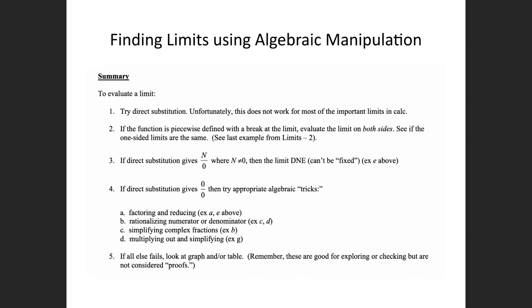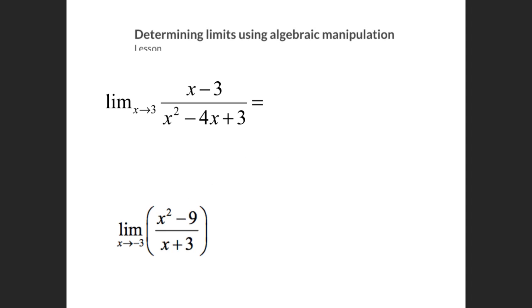All right, so if you ever divide by 0, you're going to have to try something else. For example, this problem here. If you put 3 in here, you get 9 minus 12 plus 3, which is 0 on the bottom. That means I have to try something else. It's divided by 0, can't do it. This one's going to be 0 divided by 0. But anytime it's divided by 0, you want to try something else.